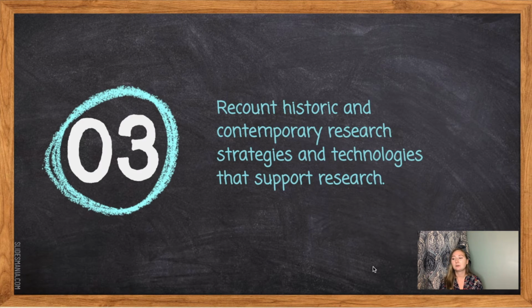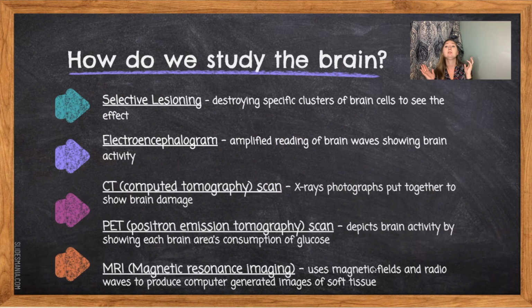All right, and the third objective. We're going to recount historic and contemporary research strategies and technologies that support research. All right, how do we study the brain? The first one is selective lesioning. So lesioning is destroying specific clusters of brain cells to see the effect. You don't do this on live humans necessarily. There are certain times, very specific times, when this is necessary. But selective lesioning is destroying brain cells to see the effect on the brain. So if you destroy specific parts of the brain, what does it affect, right?